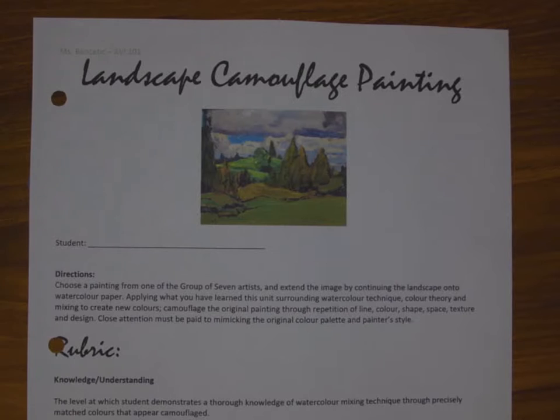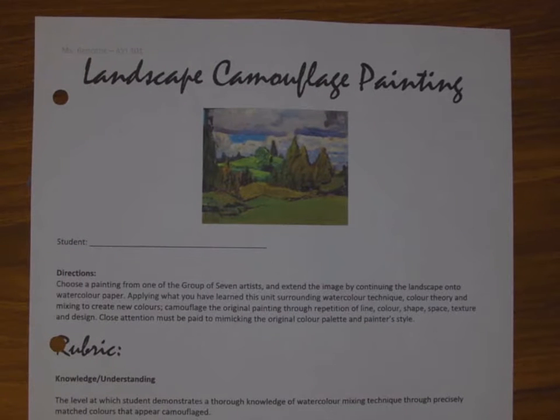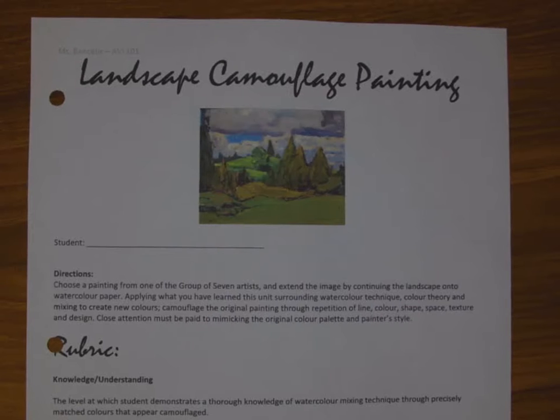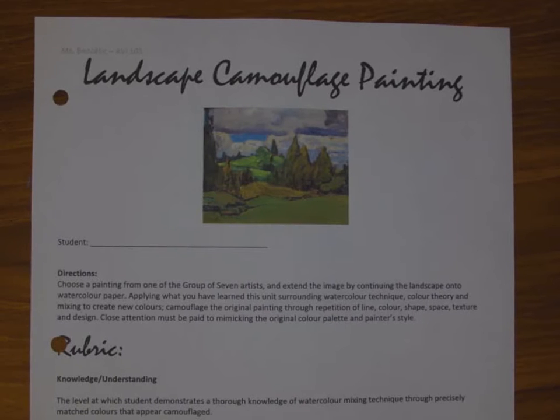Okay. So we just administered the landscape camouflage painting assignment after talking about the Group of Seven, a group of famous Canadian artists from the early 1900s that kind of coined Canadian identity in their artwork by painting iconic images of the Canadian landscape, mostly from Algonquin and the surrounding up north regions and other areas in Canada as well.